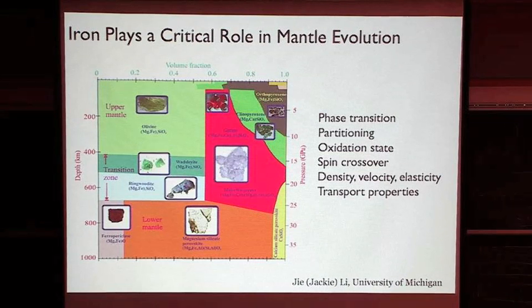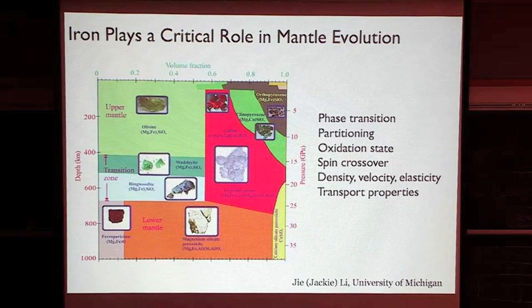And the presence of iron would affect the transition depths, and partitioning of iron would create a different density contrast, and it will affect the viscosity and the shear velocity significantly. Of course, iron as a transition metal has different oxidation states, and the oxygen fugacity and the oxidation state play a really important role in the chemistry of the mantle. And because it's a transition metal, it also has a spin state. Spin crossover is a relatively new topic that I'm going to spend some time on to introduce to people.